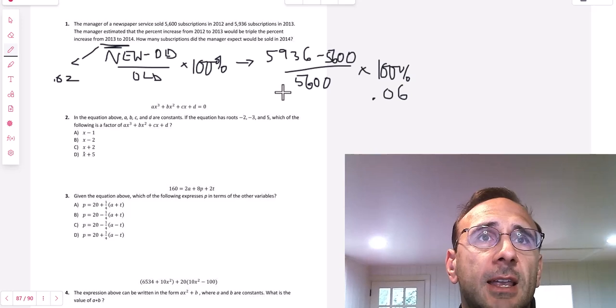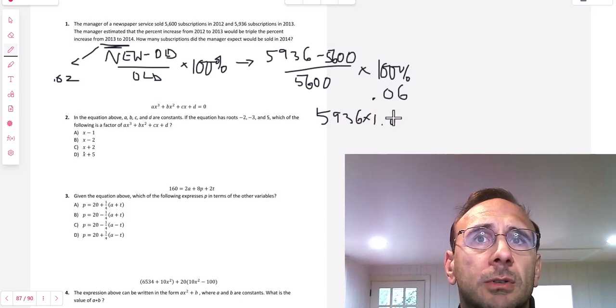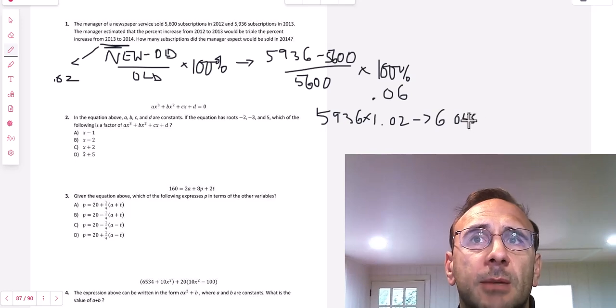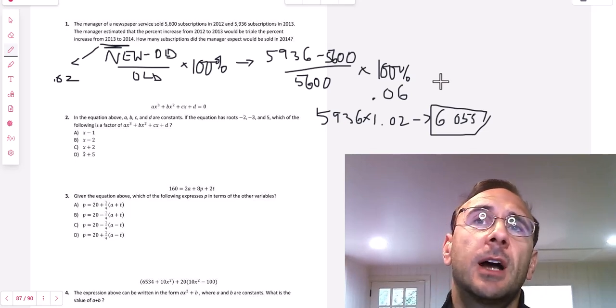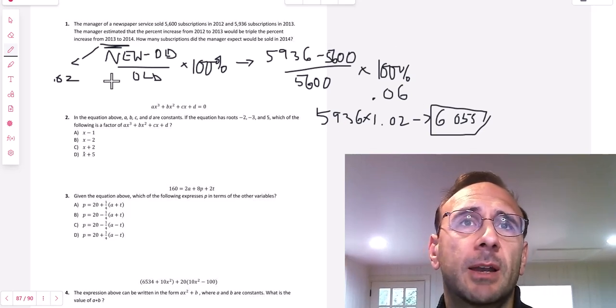So then we take the 5936, we times it by 1.02, and we get 6055. On the test, they'd probably say round it to the nearest integer. So super important there that we are not tripling this 6%, we're dividing by 3.